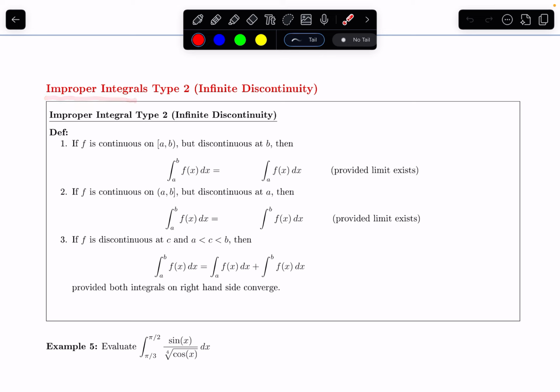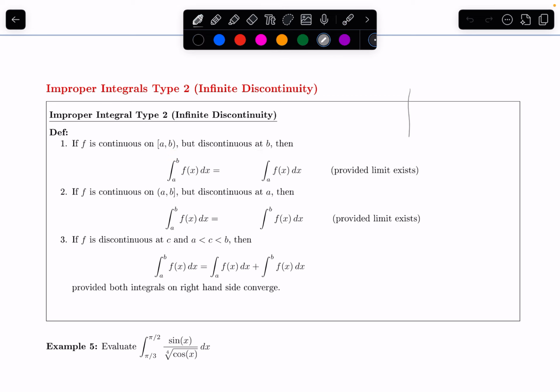In this video, we are going to talk about improper integrals that have an infinite discontinuity. I call these improper integrals of type 2. Let's start with the definition. If I have a function that's continuous on this interval from a to b, what this notation means is it's continuous everywhere on the interval except at this right endpoint at b.